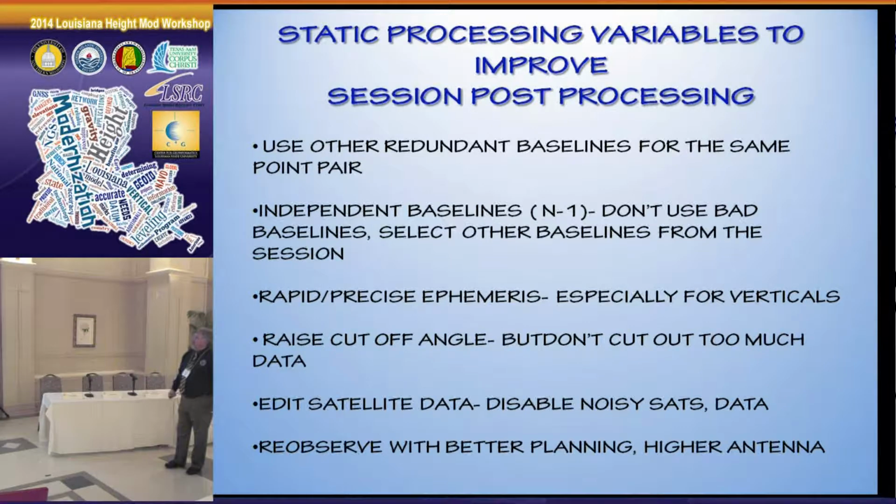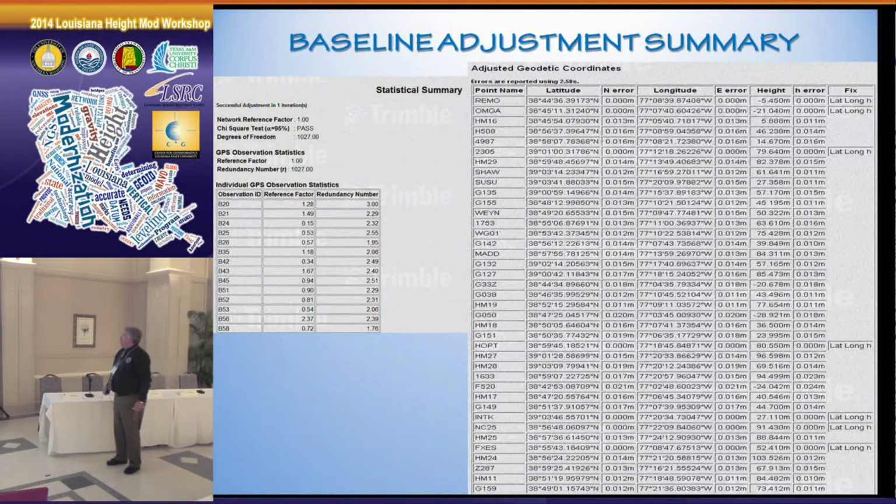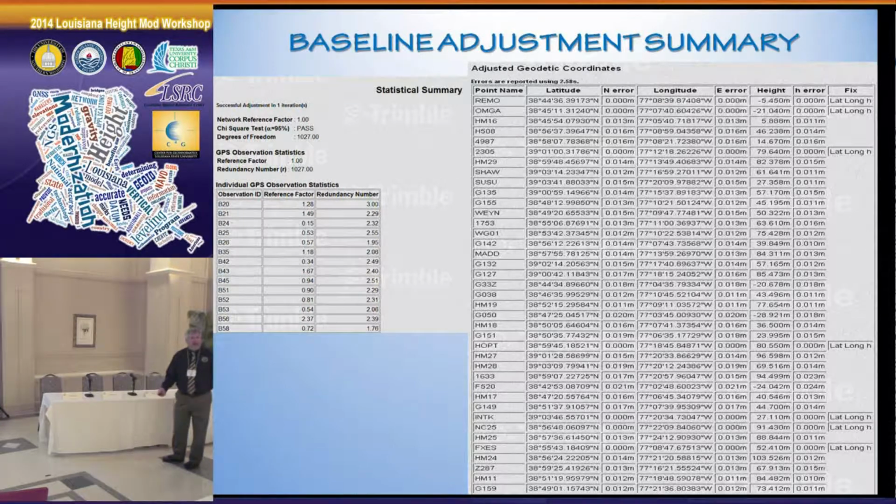We looked at editing the satellite data. Yeah, you can always reobserve. So here's the adjustment summary. Over here is the ellipsoid height error. This is where we were after 1.5 centimeters, and we've got it for the most part. Now here's an outlier, 24 millimeters. When you do a project this big, you've got to live with a couple of outliers. I'm sorry, but you do. Especially when they make you set up underneath trees.